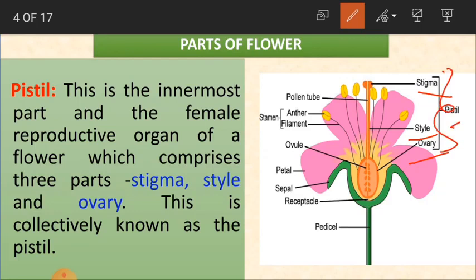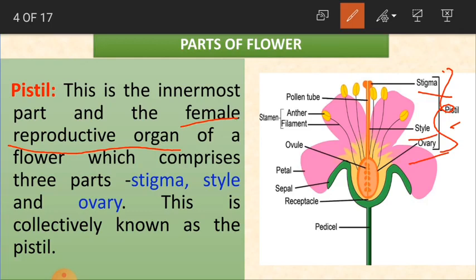Clear, children? And what is the main work of this pistil? This is the female reproductive organ, which helps in producing plants. As human beings produce human beings, animals produce animals, same like that, plants also produce plants. We get more plants from one plant through the help of seeds. Yes or no? So, this pistil is the female reproductive organ of a flower.